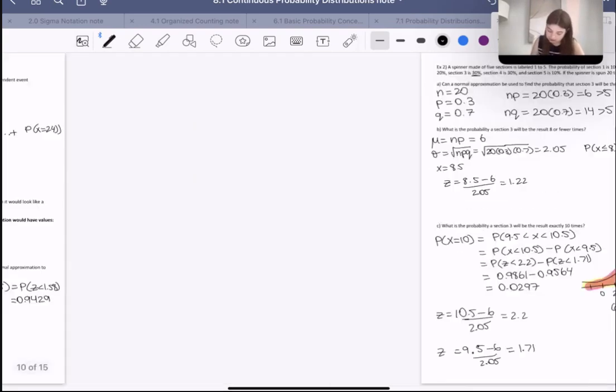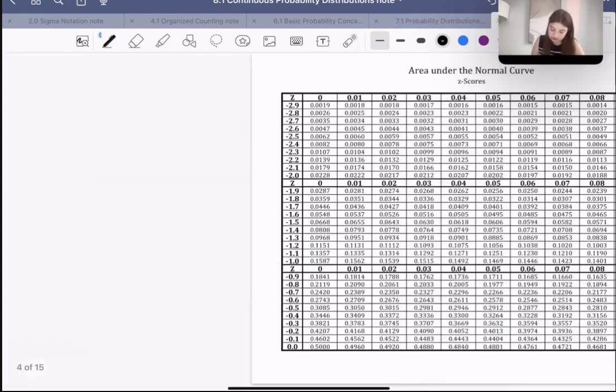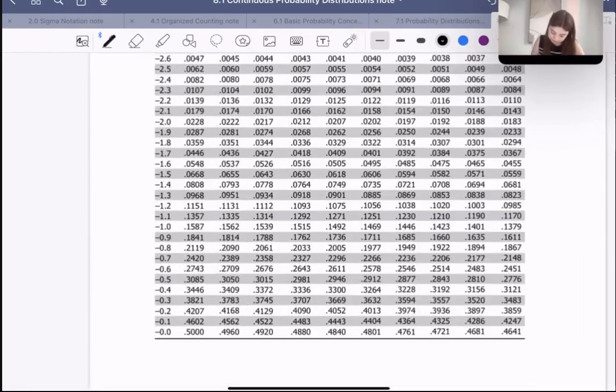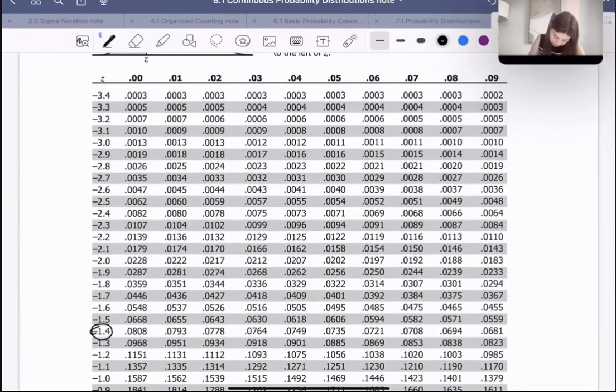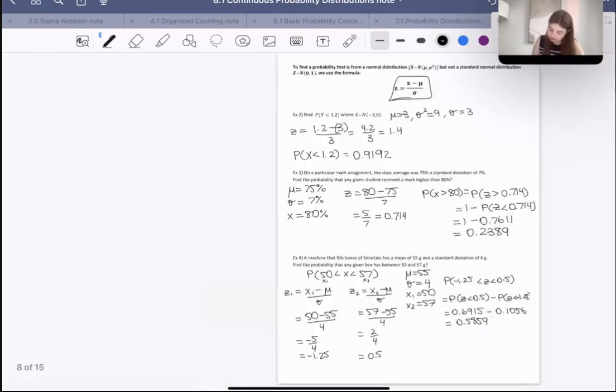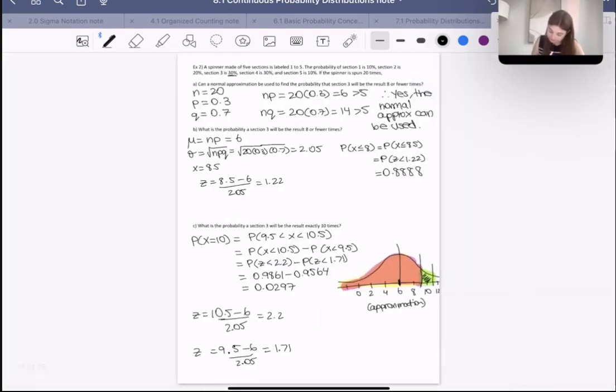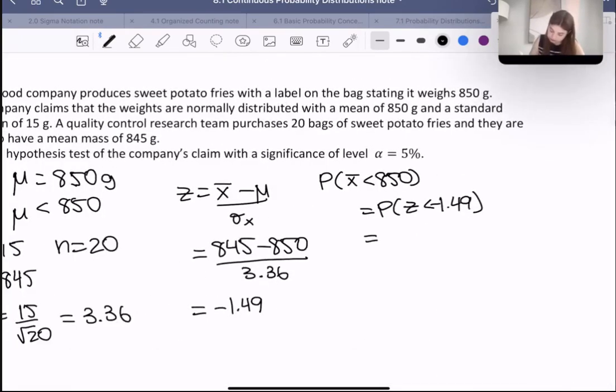So negative 1.49 is the number we're searching for. All right, so here's negative 1.4, and negative 1.49 is all the way over here. So the answer is 0.0681, which is equal to 6.81% if we put that in percentage form.